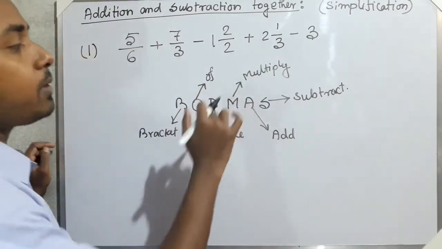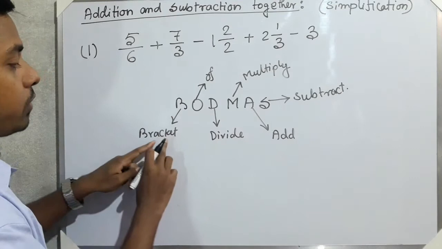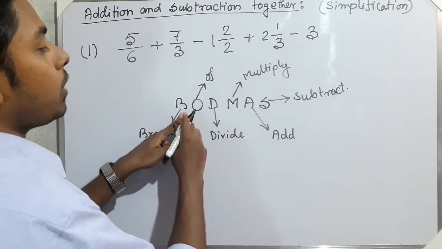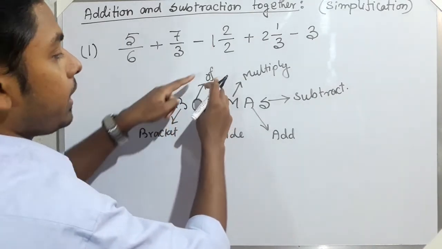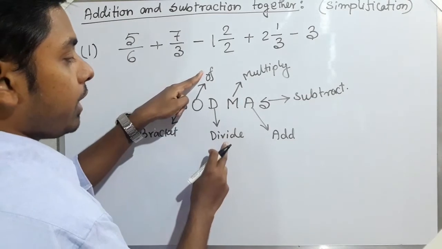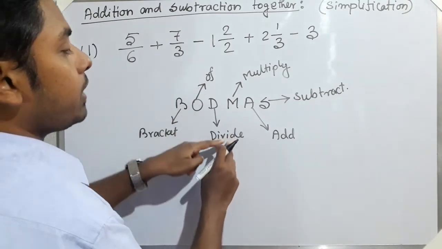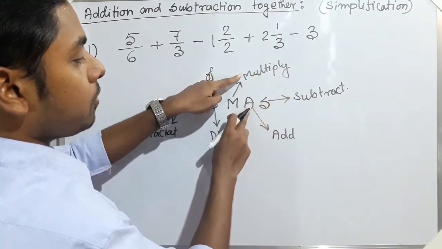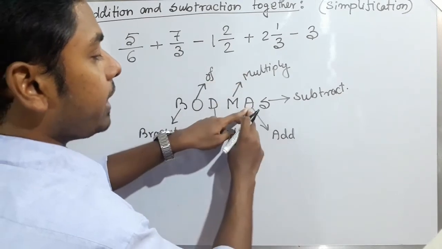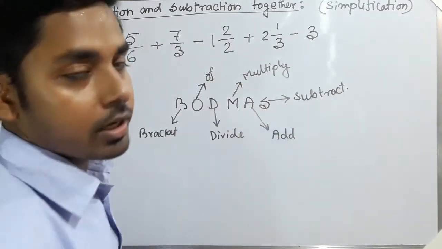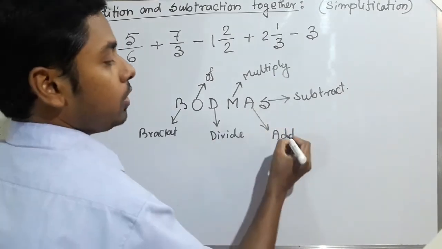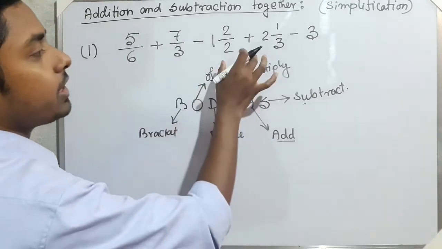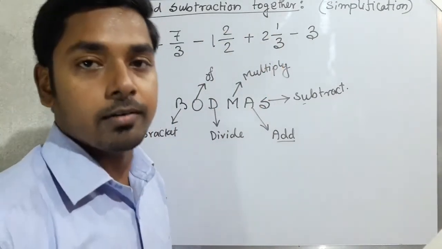And how to use this BODMAS rule? First of all B, that means we have to do the work of bracket first. Then after bracket we have to do the work of of. Okay. Then after of you have to do the work of divide, that means division. Then after division you have to do the work of M, that means multiplication. After multiplication you have to do the work of A, addition. And after addition you have to do the work of S, that means subtraction. So according to the BODMAS rule, we have addition first, then subtraction. So first of all you have to do addition here, then you have to do subtraction. Is that clear to all?